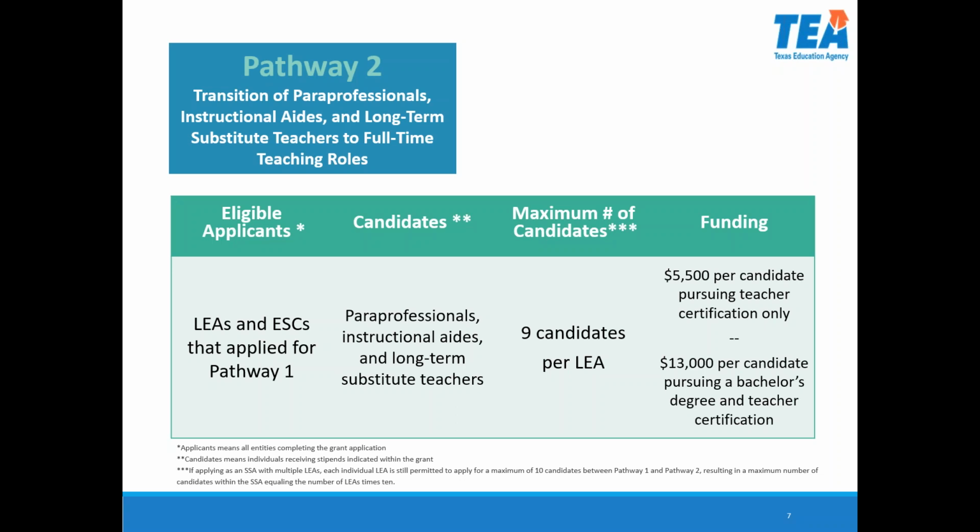Note, applicants cannot apply for Pathway 2 by itself. Pathway 2 is only offered as an add-on for Pathway 1. If applying for Pathway 2, you must also apply for Pathway 1. It is also important to note that if you apply for Pathway 2, the total number of participants for a single application is 10, shared between both pathways.